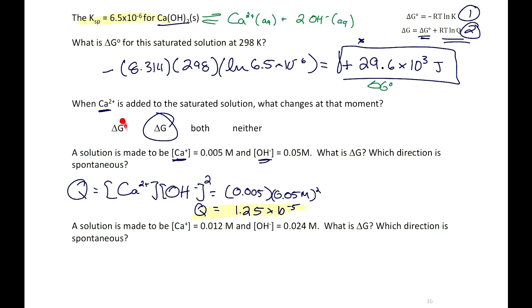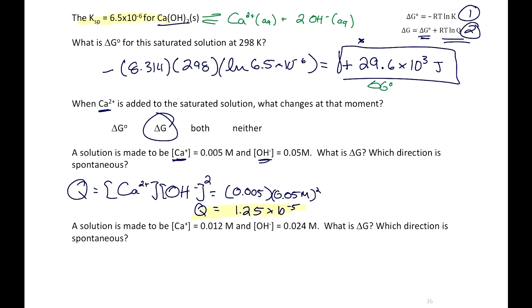So for this example, let's disrupt the equilibrium and calculate a new delta G value. Not delta G naught, we are calculating delta G because we're not at equilibrium, standard conditions. So we will use this second equation: delta G at the new non-equilibrium conditions equals the delta G naught value we already calculated plus RT ln Q.